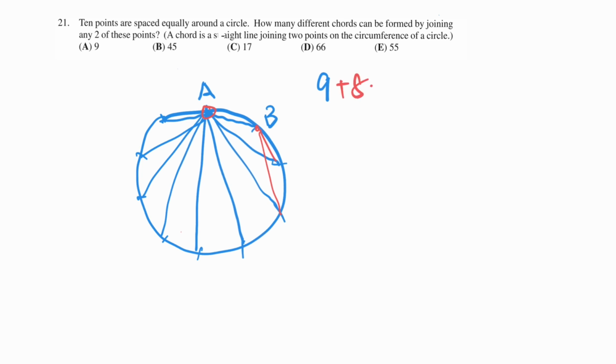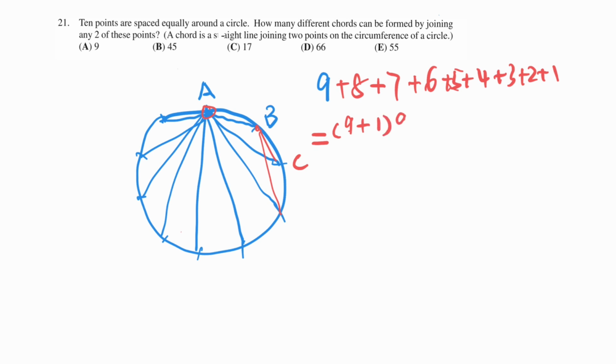Continuing on that, from C we'll have 7. Continue: 6 plus 5 plus 4 plus 3 plus 2 plus 1. So that's consecutive numbers. We use the first number 9 plus the last number 1, times the number of terms 9, divided by 2. So that equals 45.